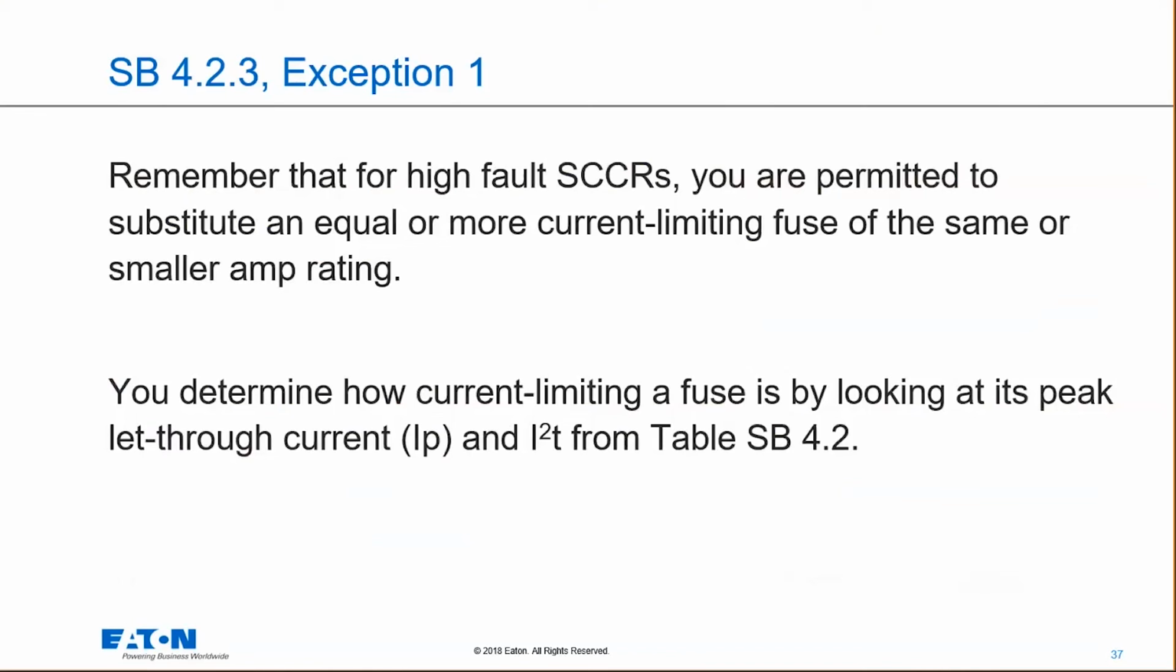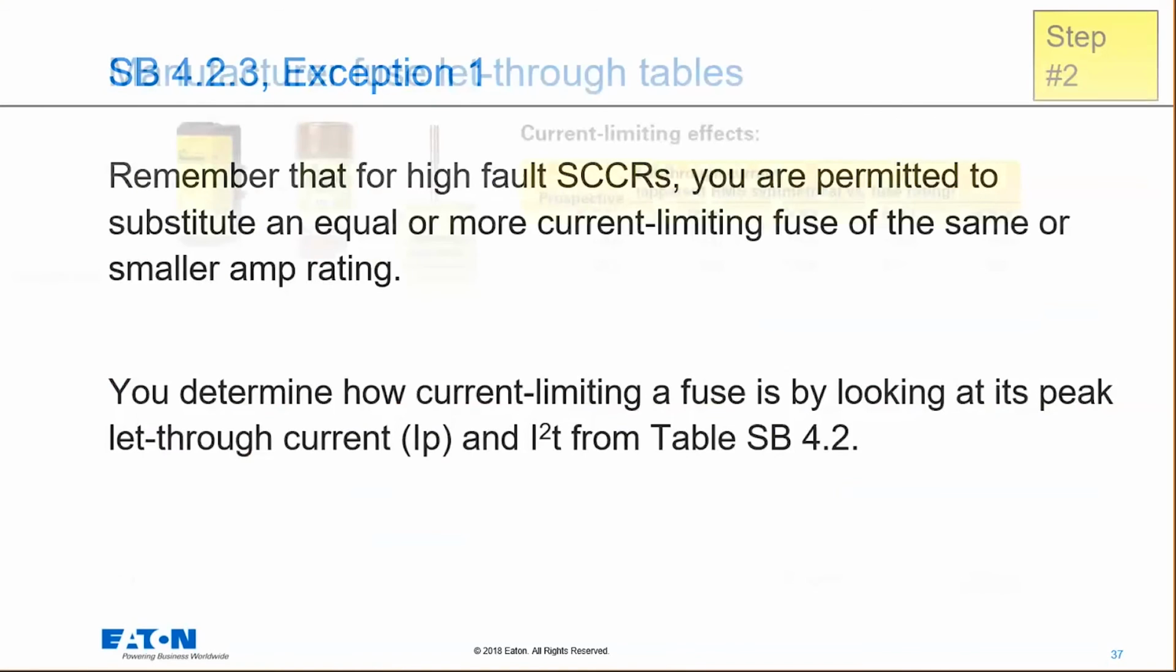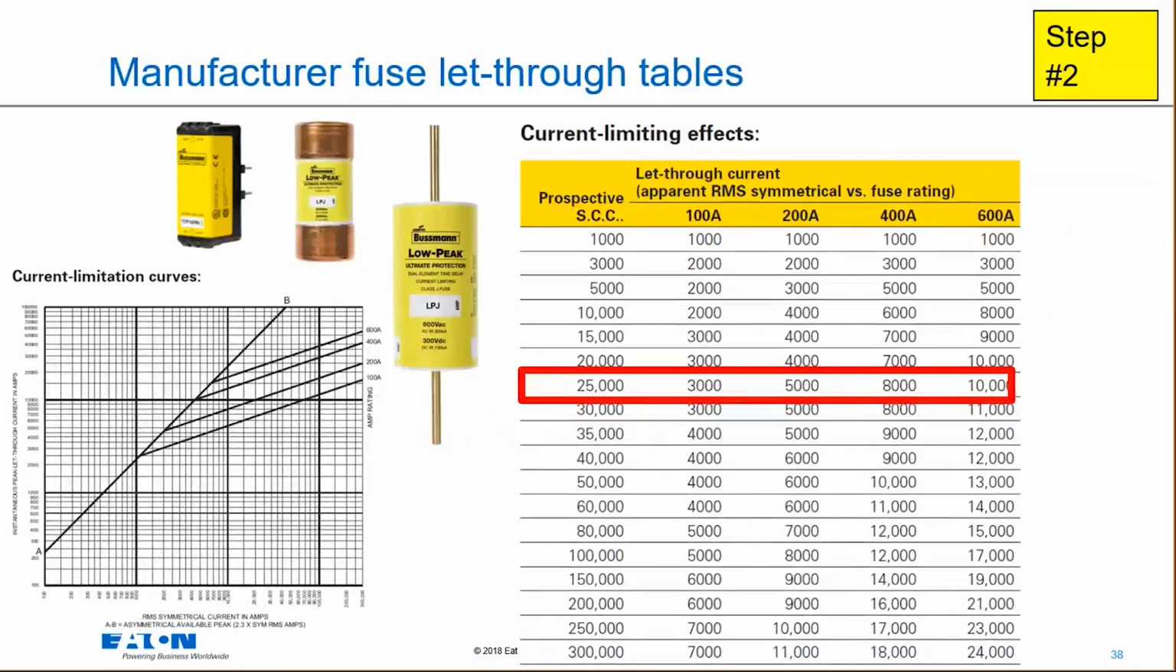So if we look at that, one thing I want to make sure you're aware of is that if you're going to look at current limiting fuses to help raise the ratings of components, you must look at SB 4.2. What you can't do is look at our let through tables. Bussmann has let through tables that we publish. Fuse manufacturers that have current limiting fuses have let through currents that we publish. You can't use them though, guys.